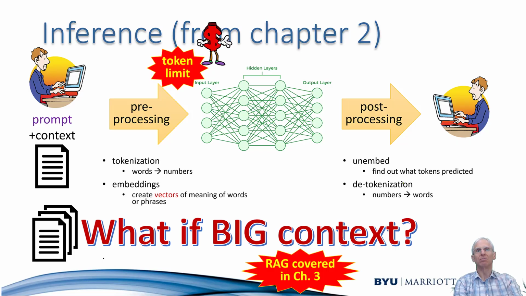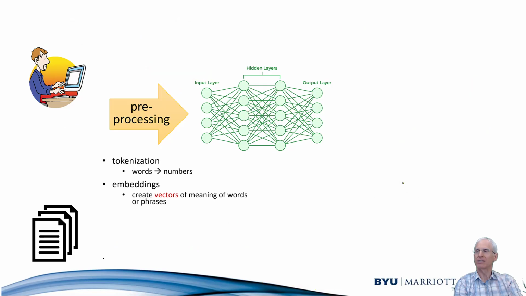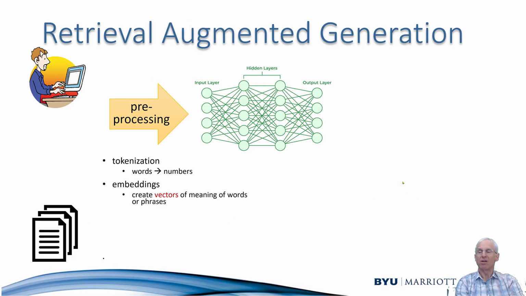So what do we do? We use RAG, which is what we're going to cover today in chapter 3. RAG is retrieval augmented generation. It is a great thing. What you do is you take that big context and you pre-process it. You tokenize it and you embed it, just in one big pass. And then what do you do with those embeddings? That could take a little while. It could literally take 10 seconds or a minute or more, depending on how big your context is, even on fast processors.